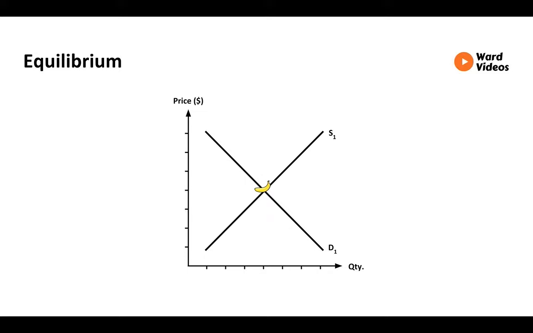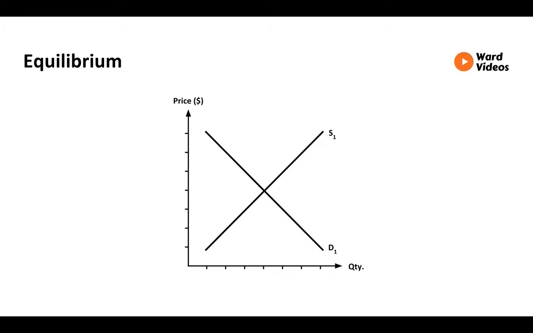The intersection of the demand and supply curve is market equilibrium. At this point, supply and demand are in balance. At the equilibrium price, the quantity that buyers are willing to buy exactly matches the quantity that sellers are willing to sell. So everybody is satisfied and there is no wastage.